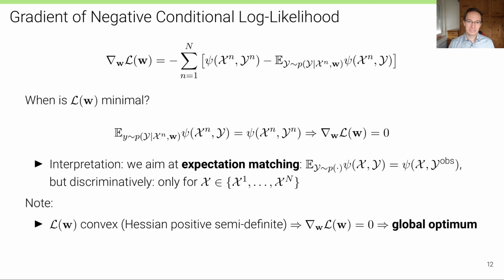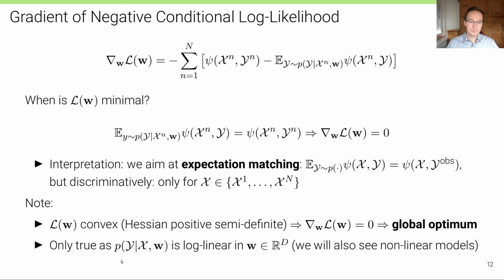As a little note, the loss function L of W is convex because, as can be shown, the Hessian of it, if we take one more derivative, is positive semi-definite. And that means that for this particular model, this particular CRF definition, if the gradient is 0, for example, by starting at some random initial guess and performing gradient descent and arriving at a critical point where the gradient is 0, then we have reached the global optimum.